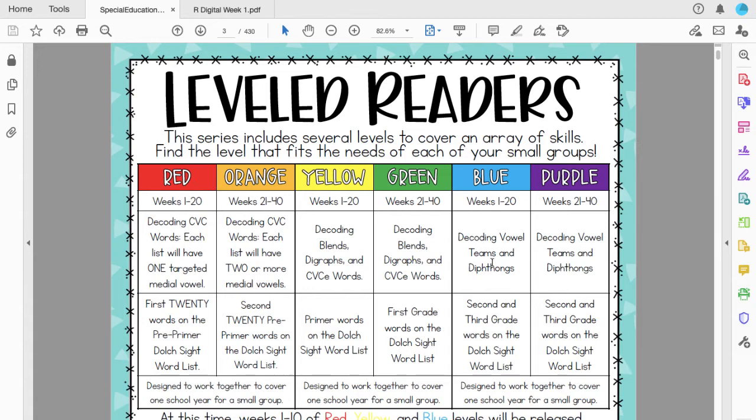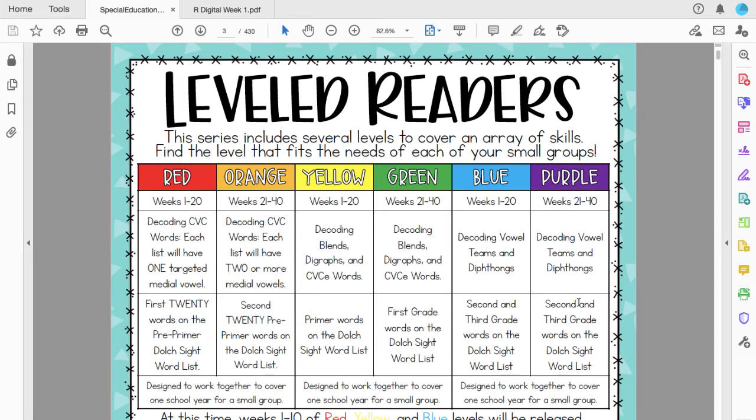Also then, with the blue and the purple, we're working on decoding vowel teams, diphthongs, bossy R's, things that are a little more complex in my mind. And then we're also working on some Dolch sight words. But what I have found is that a lot of kids who are at this level have a good understanding and they're very good at memorization. So they know a lot of these sight words. And so then they're ready for more comprehension and other things. They can read fluently, they just don't always know what to do with it at that time.